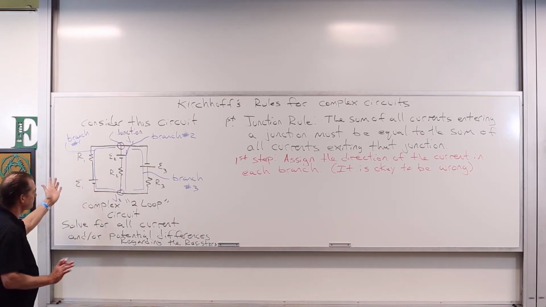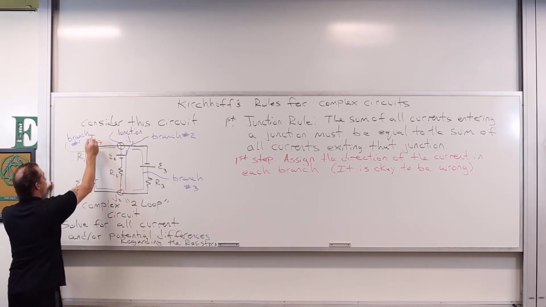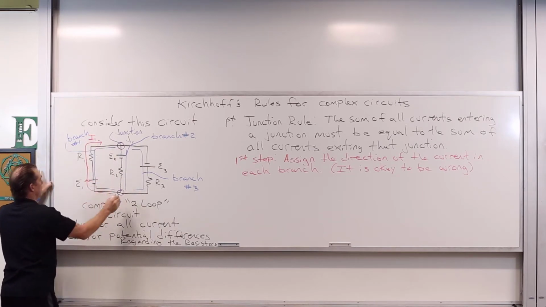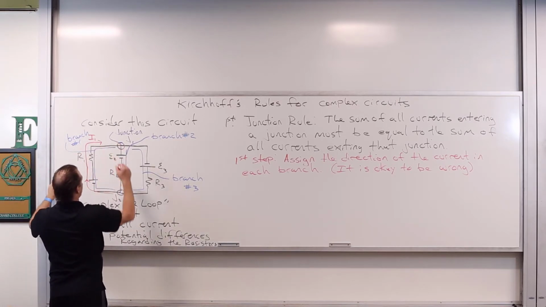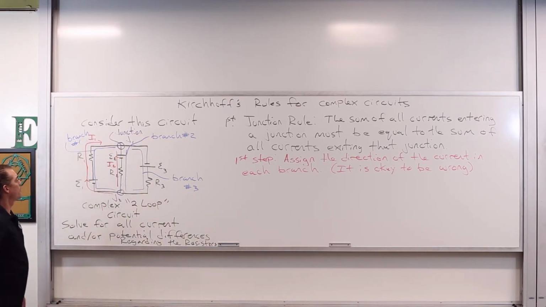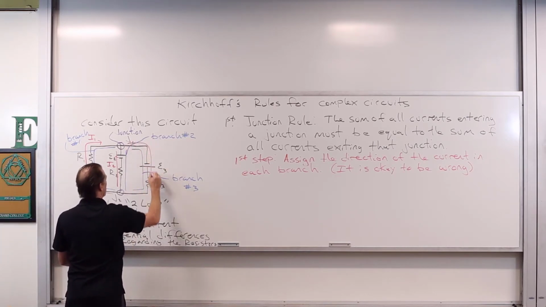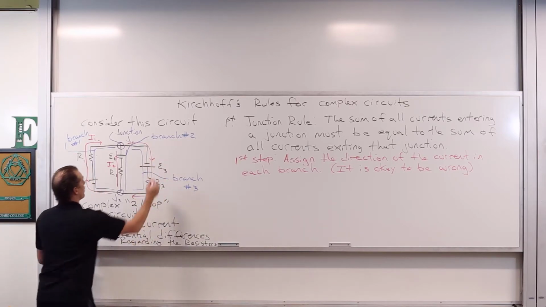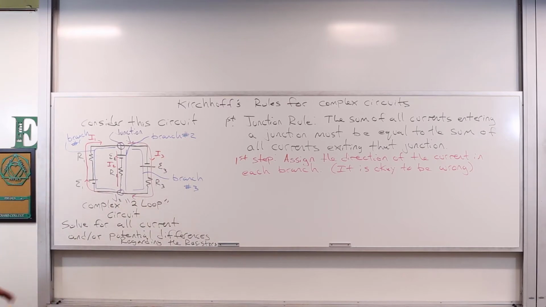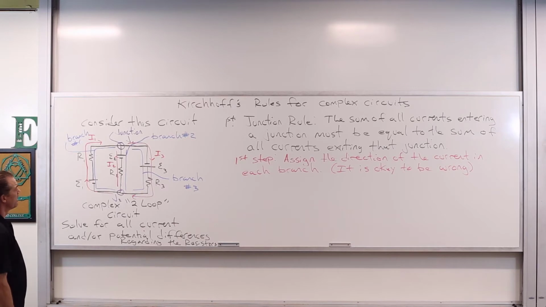Let's say I'm just going to pick some directions here. Current 1 is going like this in that particular branch, that's I1. We'll say current 2 is going like that, upward in that branch. And then current number 3 is going like this. So I assigned some directions of the currents. Maybe they're right, maybe they're wrong. It really just depends on the source potentials, the orientations, and the resistances. But nonetheless, I can assign them.